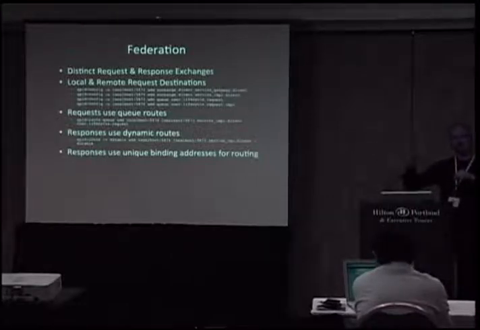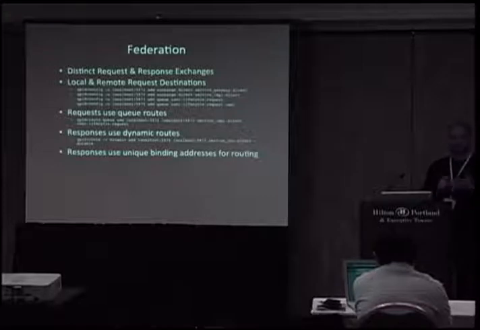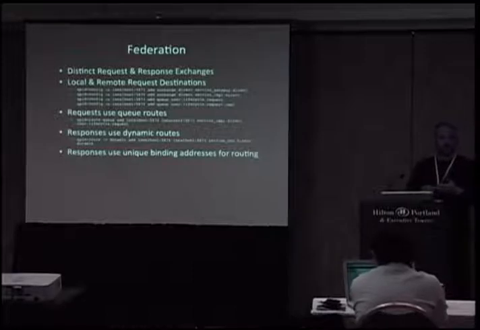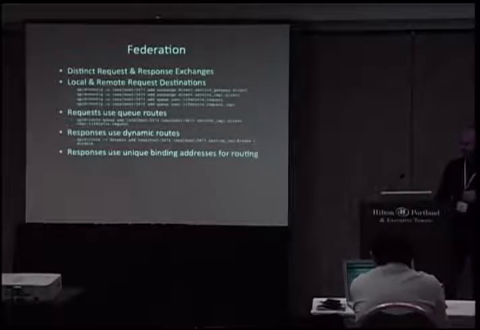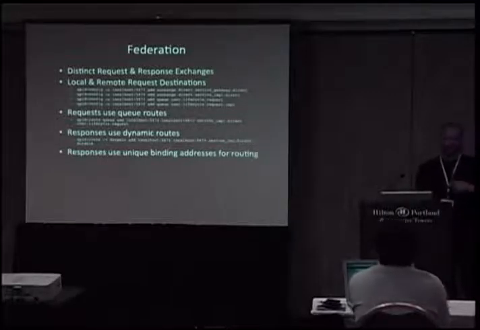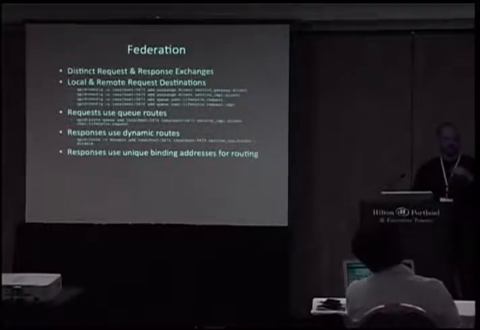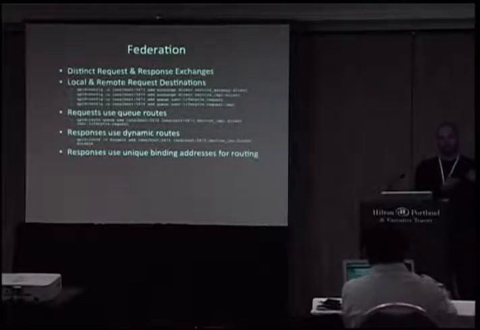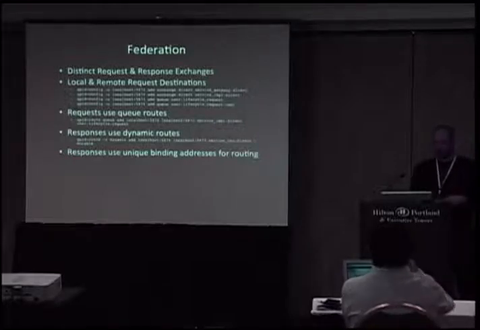The only messages that we ever lose are when a message is in memory on a broker during a failure. We can get around that with persistence if we really want to, but everything's idempotent, so we don't worry about that so much. It gives us the ability to take brokers out of service and not really impact anybody at that point in time. So it's kind of self-annealing around the architecture. And then responses use unique binding addresses for routing. That's what I talked about: the binding key for each response queue is unique to that VM or that Spring context.